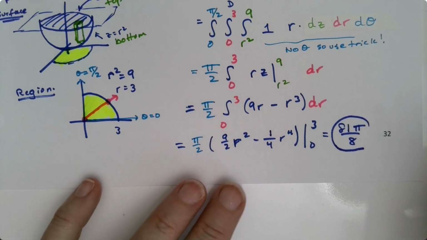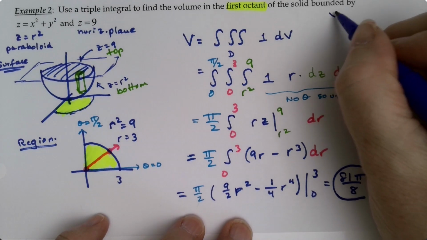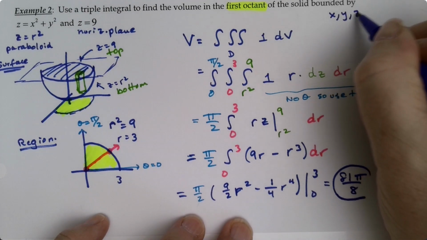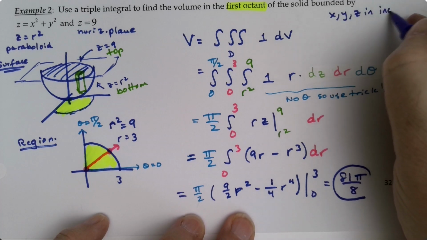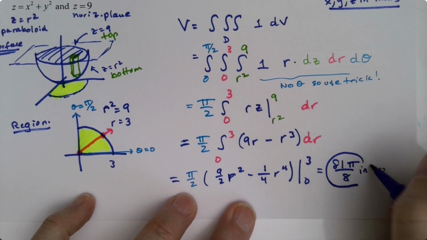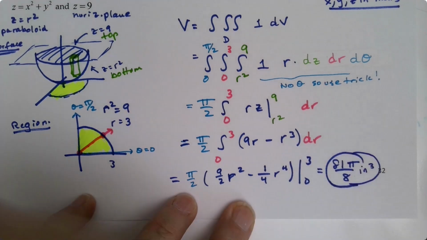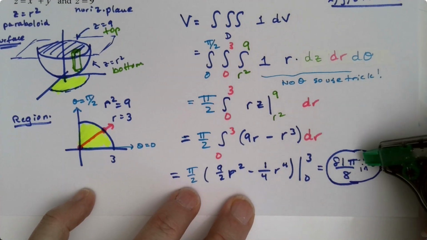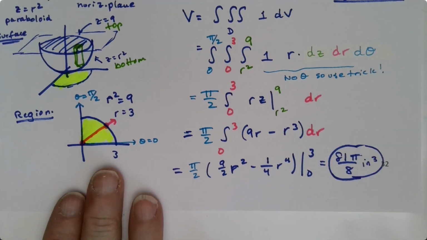Oh, and we didn't get units, so let's pretend x, y, z are in inches. Just pretend that at the start. Then this would be inches cubed because this is a volume that we found here. Just to kind of throw in a unit there.